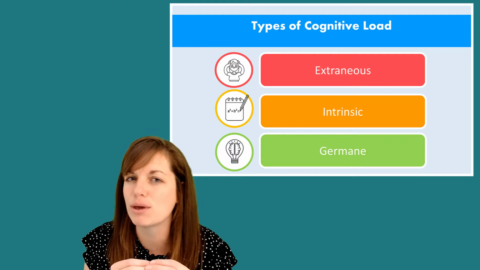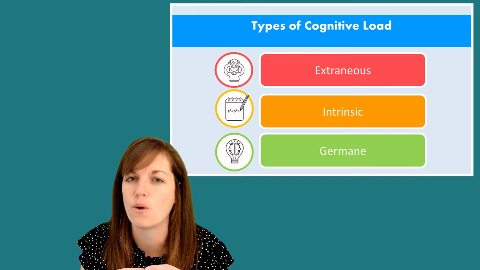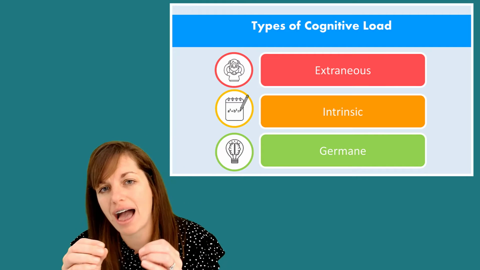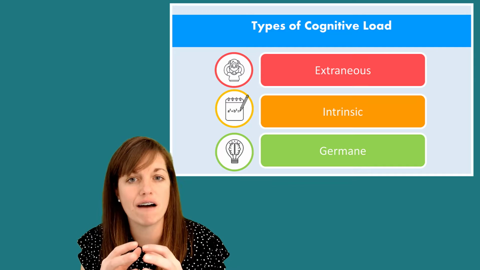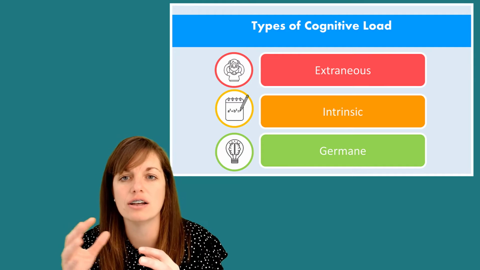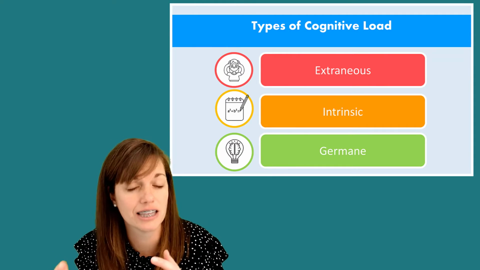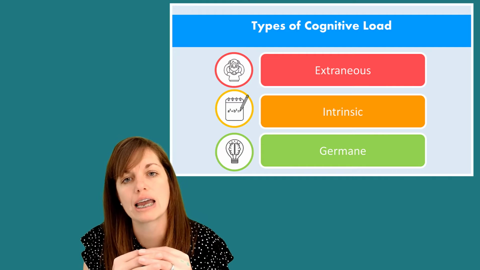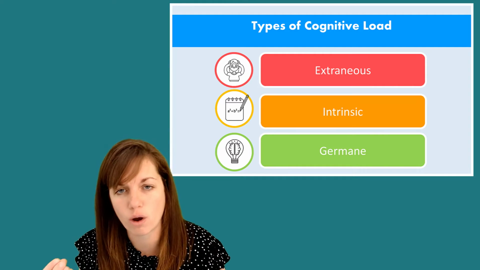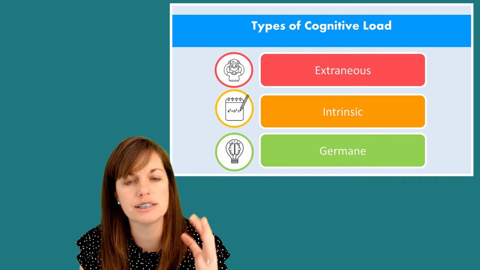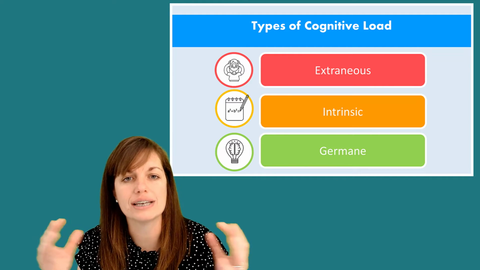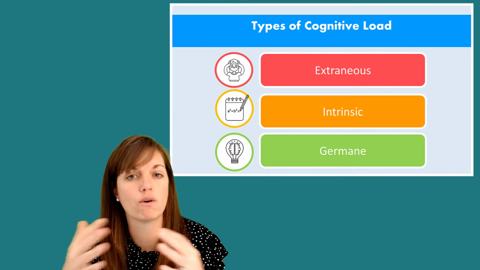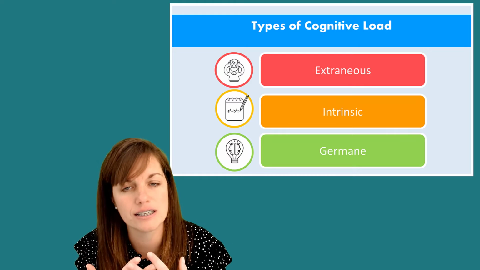The next thing that we will talk about is intrinsic load. This is the number of elements or complexity of the learning material that the learner is dealing with. So for example, if we're talking about a large algebraic equation, the intrinsic load is increased by the number of elements or variables that may be presented into the problem.